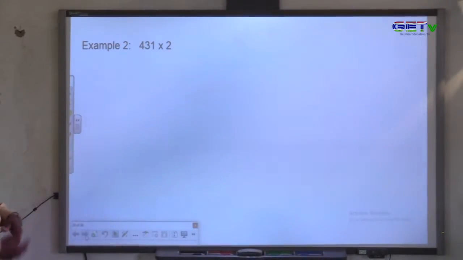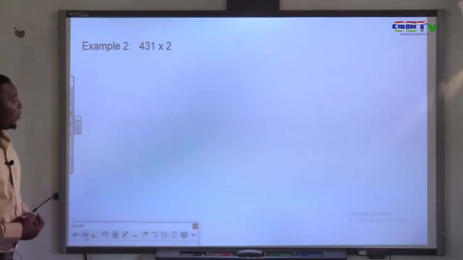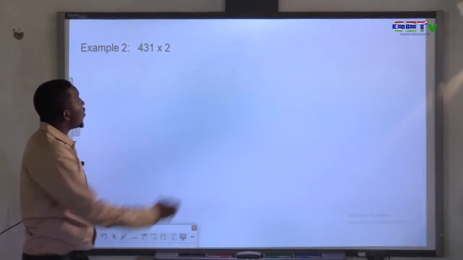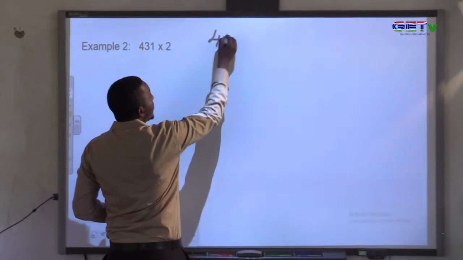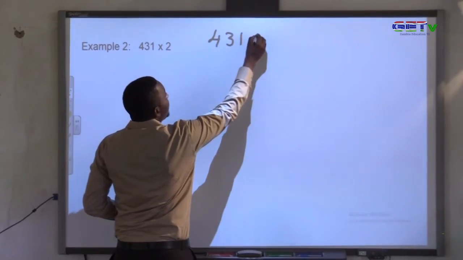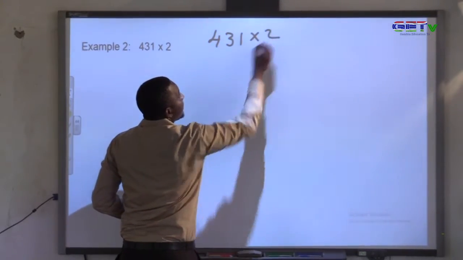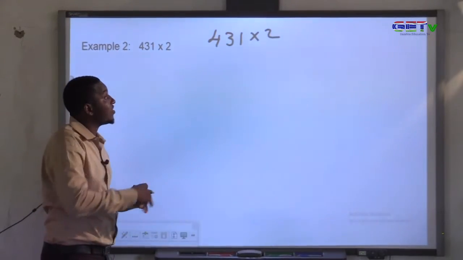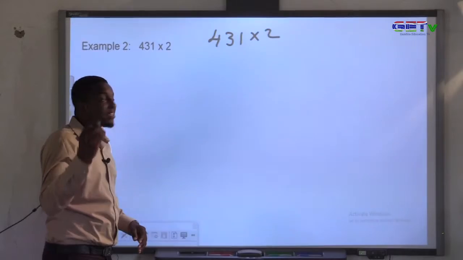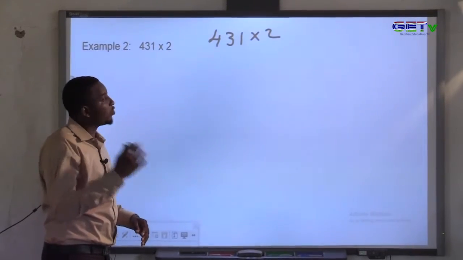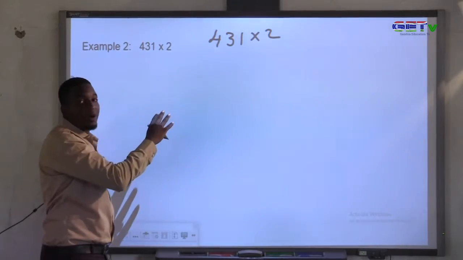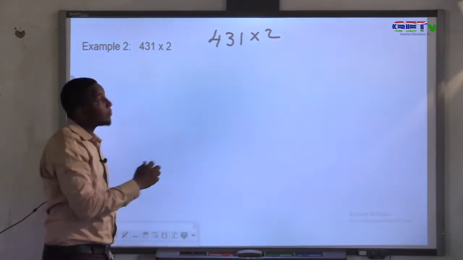Okay. Look at this other example. We are asked to multiply 431 by 2. So as you can see from the previous example, we made the best use of the values of the digits. So let's just go ahead and state the value of the digits in those numbers.